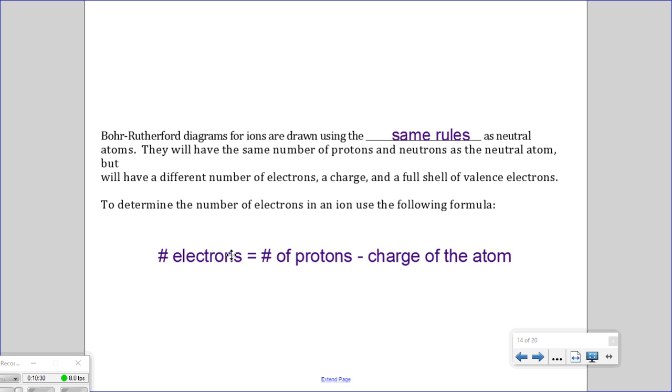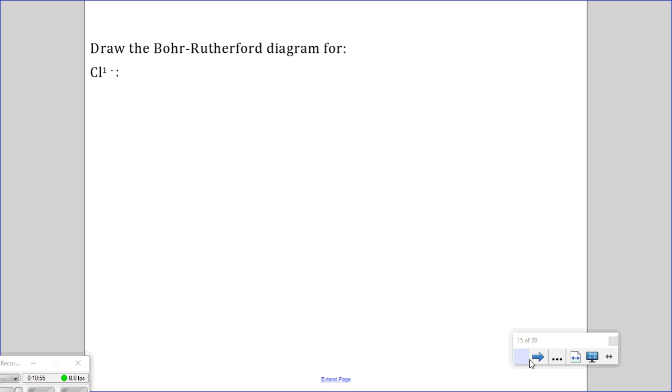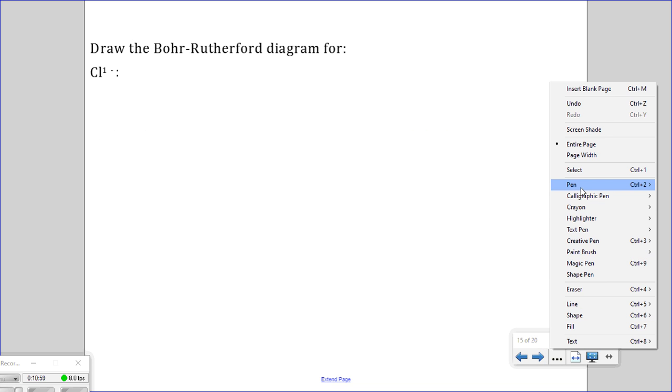Here it is. So the number of electrons in an ion is equal to the number of protons minus the charge of the atom. So for ions, the number of protons is not going to be equal to the number of electrons. But instead now the number of electrons in an ion is equal to the number of protons minus the charge of the atom. So we'll look at the example of chlorine.